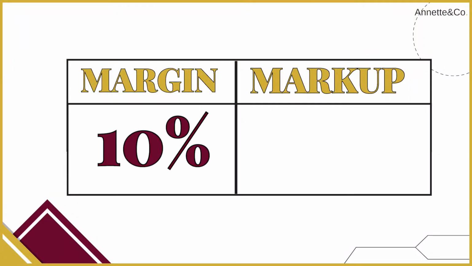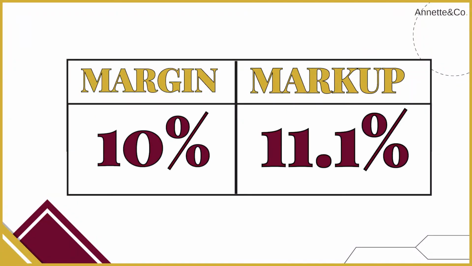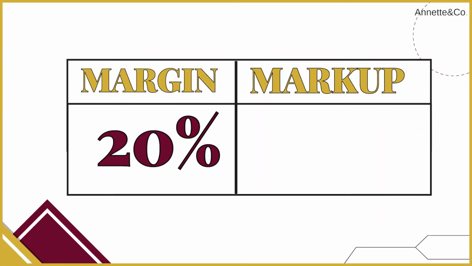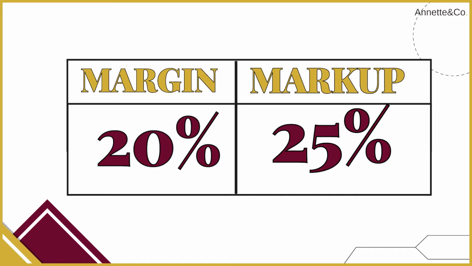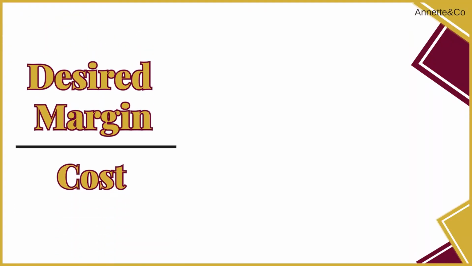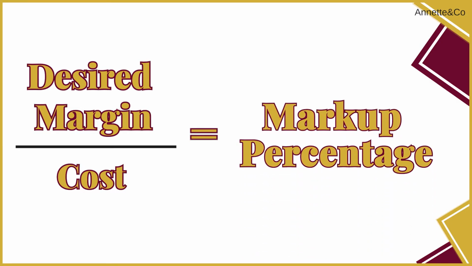If you want a 10% margin, your markup needs to be 11.1%. If you want a 20% margin, your markup has to be 25%. You can do a calculation in order to derive the markup from the target gross margin. If you take your desired margin and you divide that by the cost of the goods, you're going to get your markup percentage. So let's look at an example.